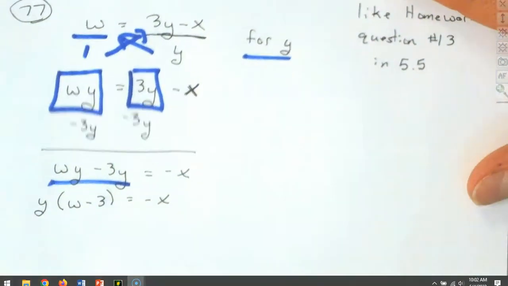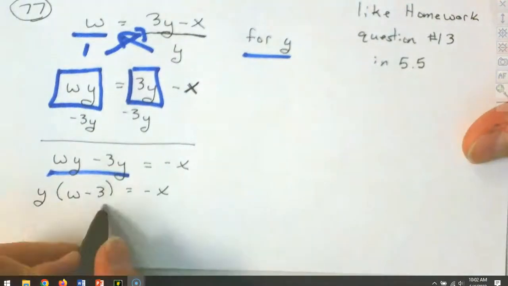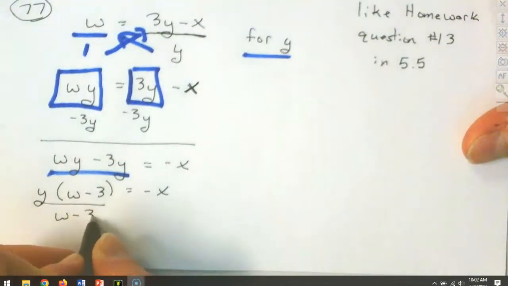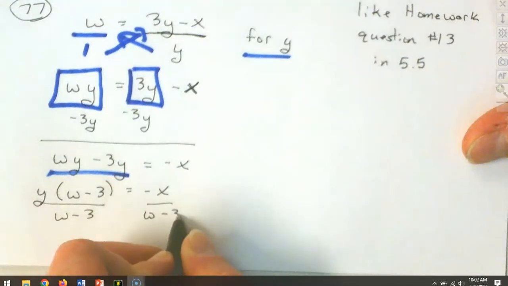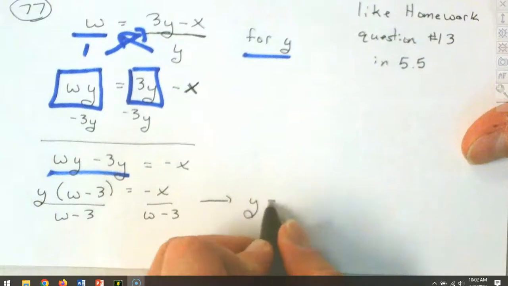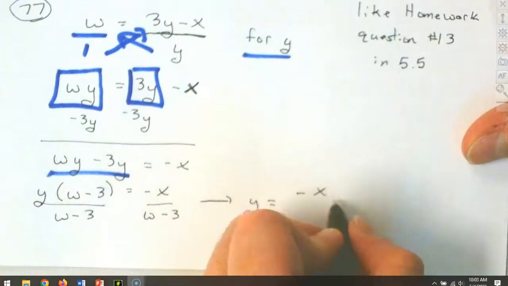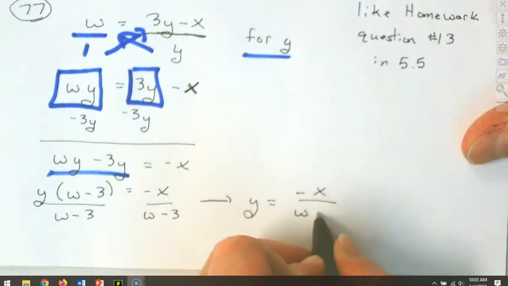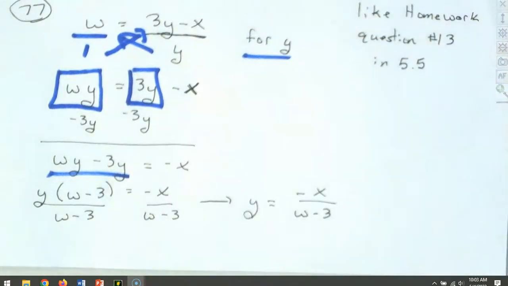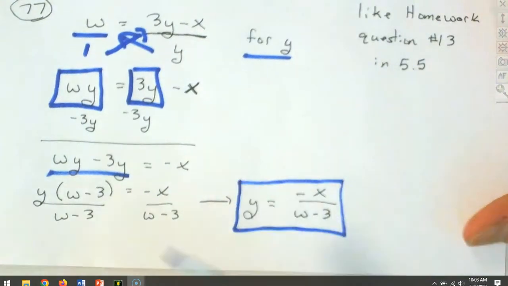And the last step is we want to get the y by itself. So how do we do that? We divide by w minus 3. And that leaves you then with y equals, when we reduce it down and rewrite it, a negative x over w minus 3. And that's it. That is your final, finished answer.